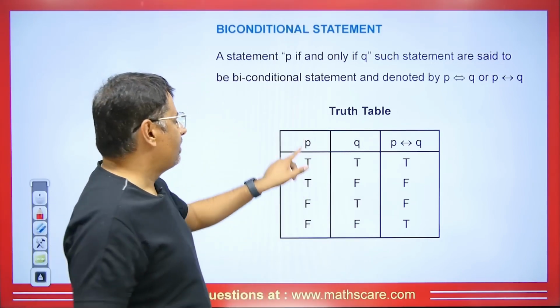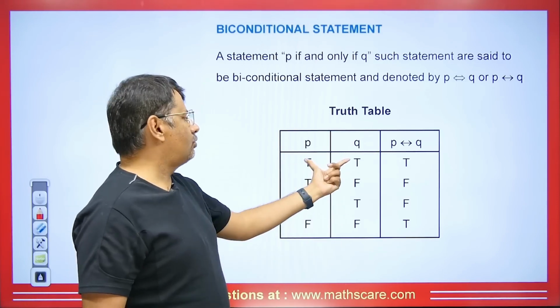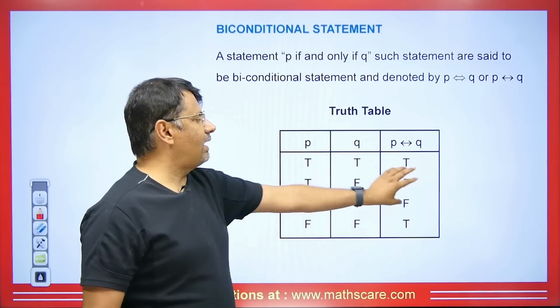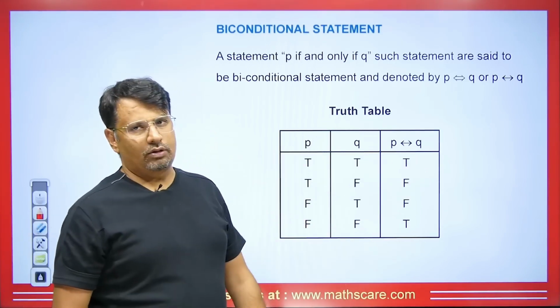So what does it mean? Let's consider true, true, false, false and true, false, true, false. If it is true, true, then it will be true. And if it is false, false, then also it will be true. And in all other cases, it is false. Is this clear or not? So you need to pay attention to this.